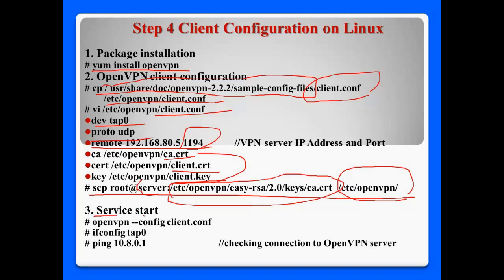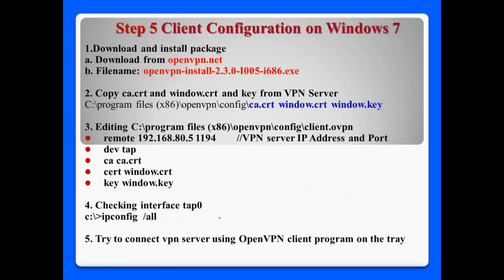Okay, number 3, the service start. And after that, using this command, openvpn --config client.conf. And after that, we need to check the device with IP address. And after that, we can test the connection with the VPN server using this command, ping 10.8.0.1 like this.